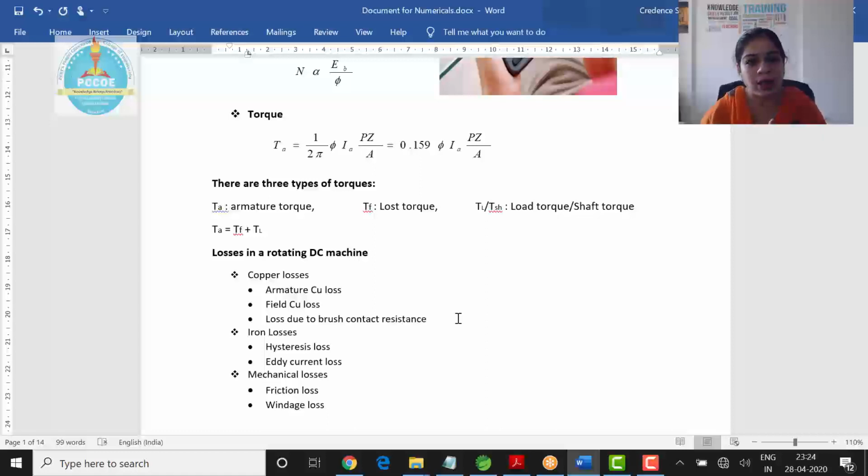Then iron losses are nothing but we have the magnetic material in the machine or the motor. So magnetic losses are eddy current losses and hysteresis losses. So those losses are there in the electrical part. Under the mechanical part there are friction loss and windage loss.